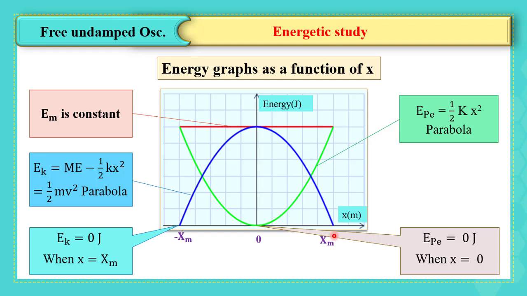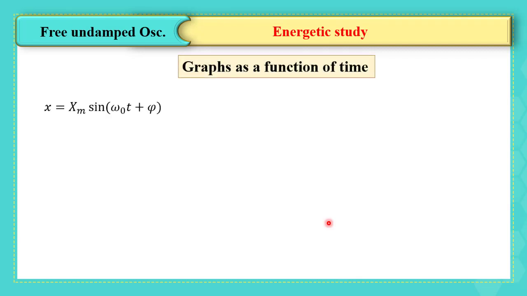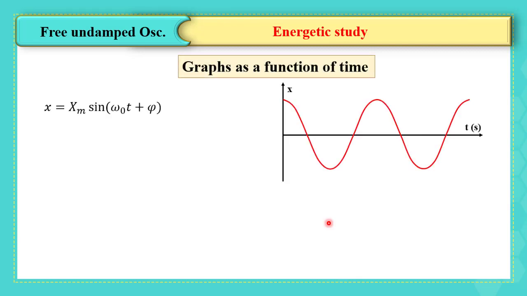Note that for x equals half xm, the potential energy is not exactly half the mechanical energy. Why do you think? It's because the elastic potential energy is not a linear function. It is half k x squared. The same for the kinetic energy. It is not linear.